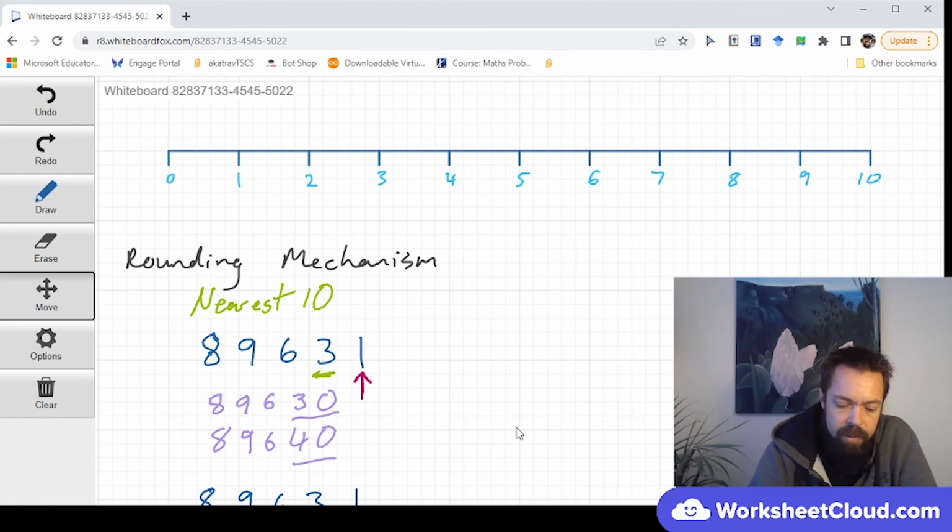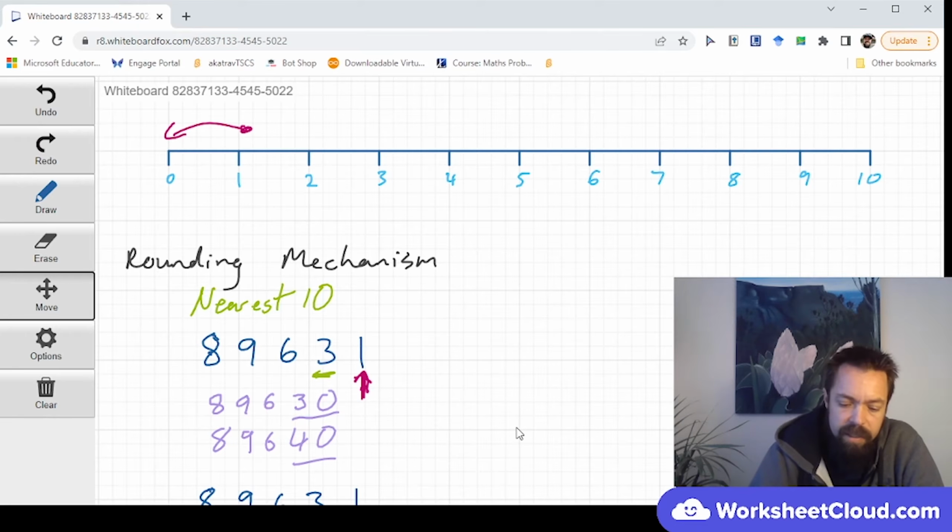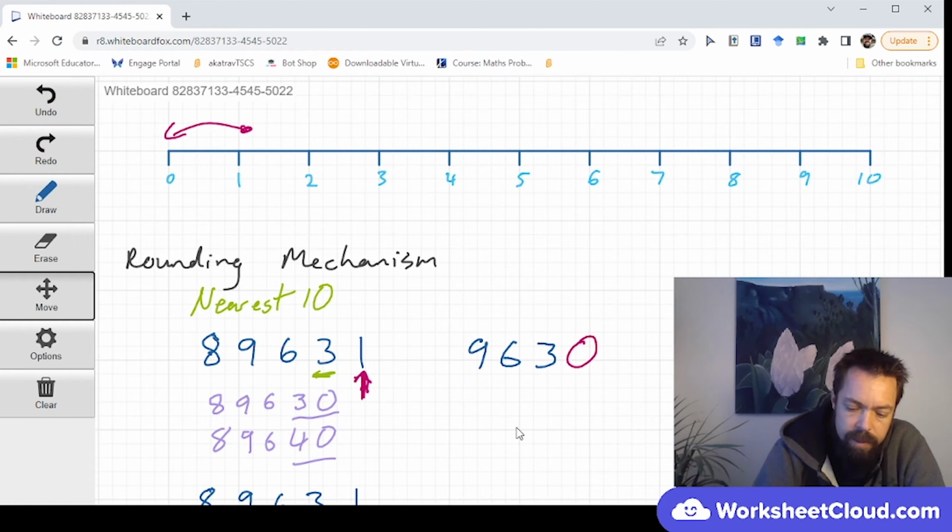Okay, so we are having a look at the 1, which is over here. And we're asking ourselves, is that 1 closer to 0 or closer to 10? And I hope that you can see that the 1 is definitely closer to 0. So that means we're going to round down. We're going to have a 0 on the end. And then the 3 stays the same. 6, 9, and 8, all the same.